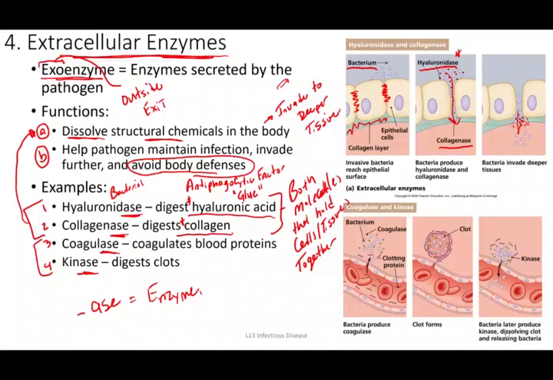These next two are going to be important in hiding from the immune system. And so coagulase is an enzyme. And if you look at this prefix, it also gives you some clue. It has the word coagulate or the same root. So coagulate is the same thing as clotting.